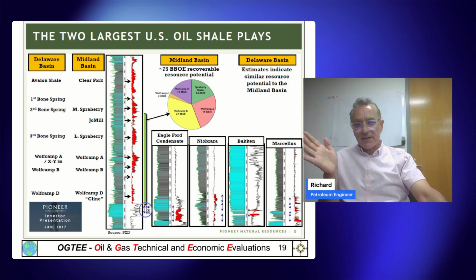What I've done down here on the very bottom is a 200-foot scale, comparing the Eagle Ford, and you can see here there's 1, 2, so that is approximately 400 feet. Niobrara is 1, 2, 3, so it's approximately 600 feet. The Bakken is approximately 200 feet, with the Marcellus another 600 feet.